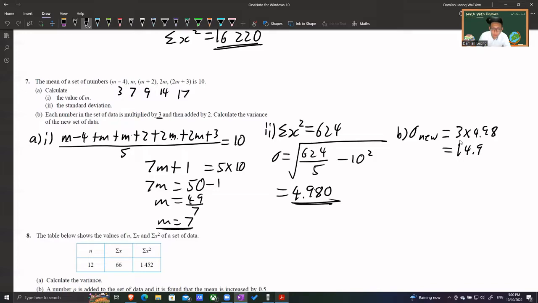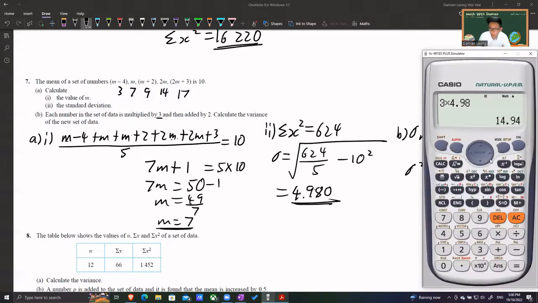14.94, and then the new variance, I just square the value. 223.2. Yeah.